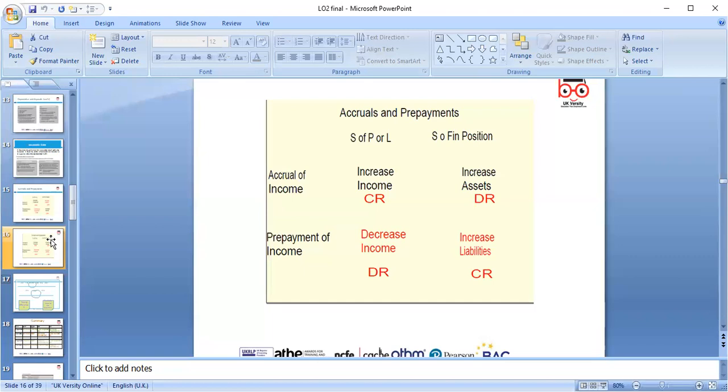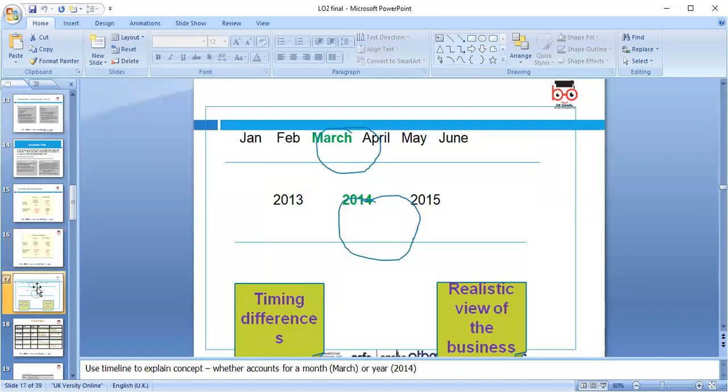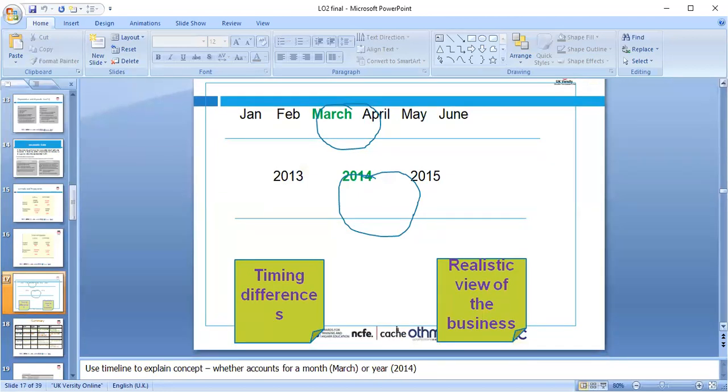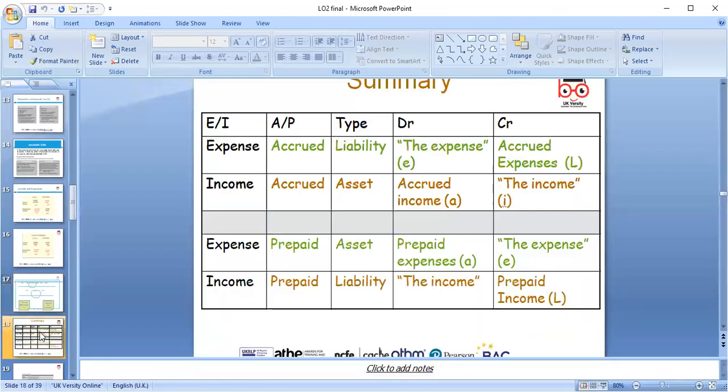We can make adjustments accordingly. Because this is an assignment-based course with really no exam, just adding an example will be absolutely fine. Okay, so we can look around. When you make adjustments, always draw the timeline: when my year starts, when my year finishes. So accruals and prepayments are adjusted accordingly in the books of accounts.